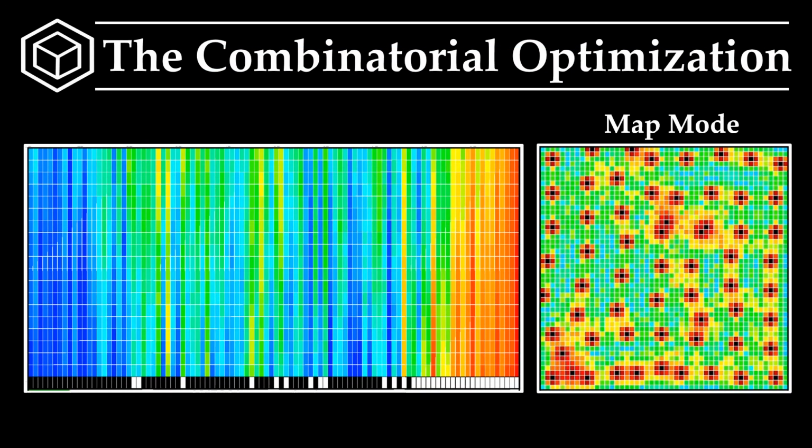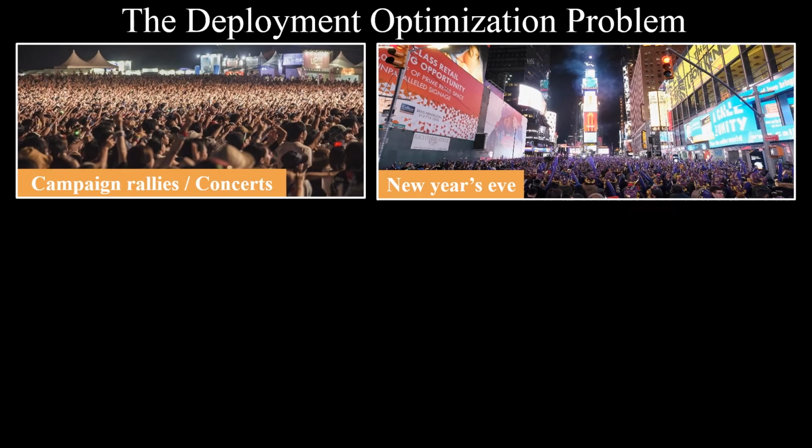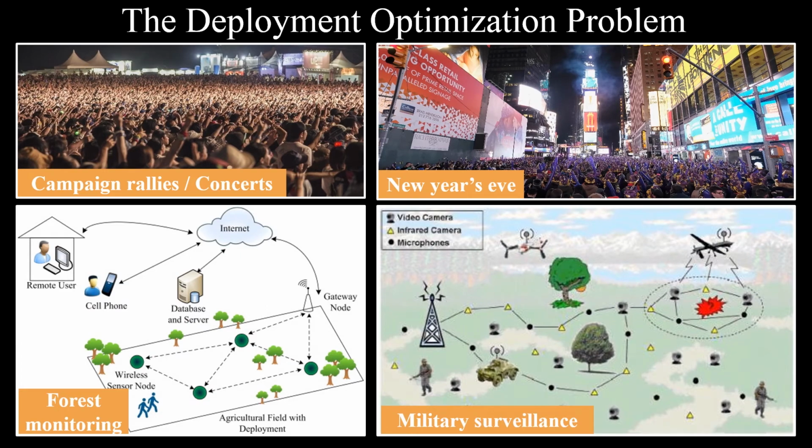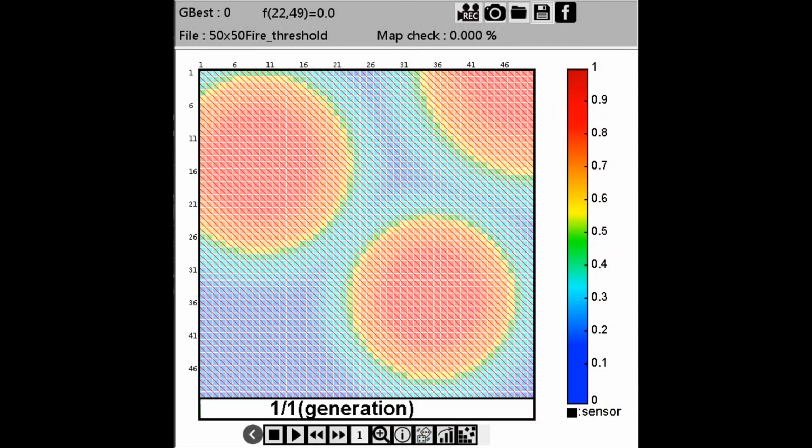Besides, DVTOP also provides a map mode for users to observe deployment optimization problems. When there are crowded activities, such as New Year's Eve, campaign rallies, or concerts, how many base station sites do we need, and where, to provide acceptable quality of the internet signal? In map mode, researchers need to meet every position's limit detection probability, or we call it threshold, with fewer sensors.